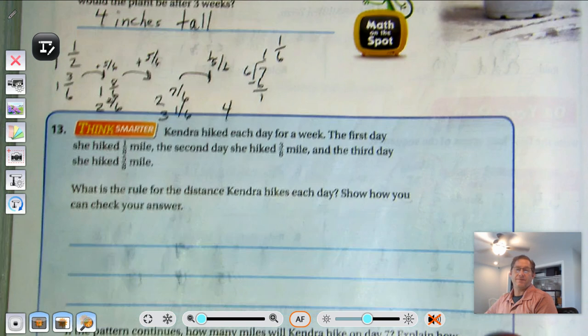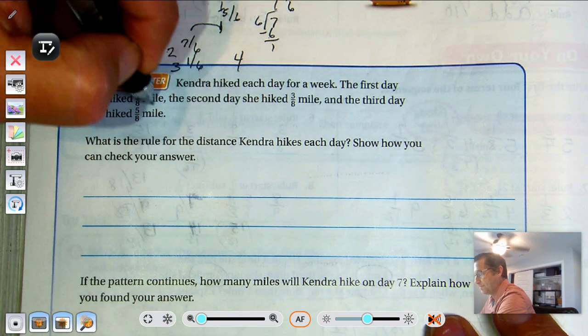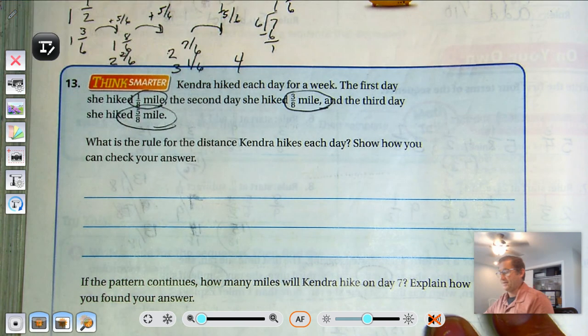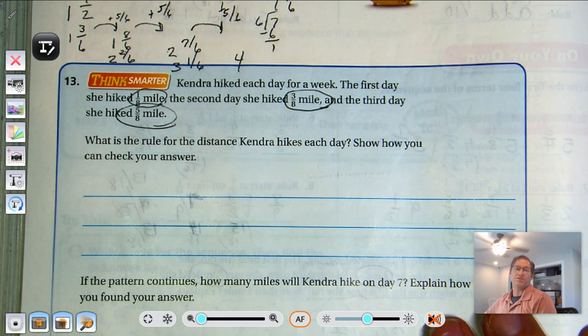13. Kendra hiked each day for a week. The first day, she hiked 1/8 mile. Second day, she hiked 3/8 mile. And the third day, she hiked 5/8 mile. What is the rule for the distance Kendra hikes each day? Show how you can check your answer.